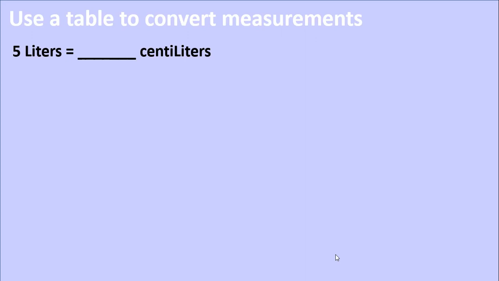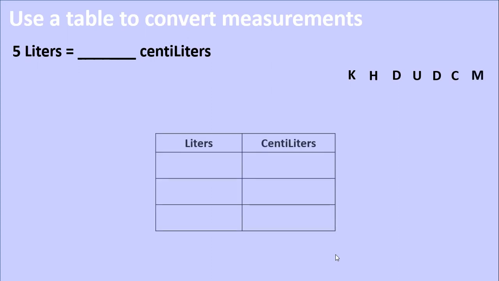Now let's convert from liters to centiliters. King Henry died unusually drinking chocolate milk. Let's use our table. We're starting with liters because that's our starting unit and ending in centiliters because that's our ending unit. We'll underline the U for liters and the C for centiliters.